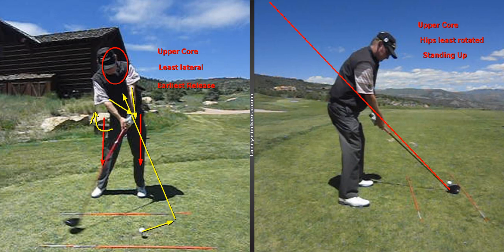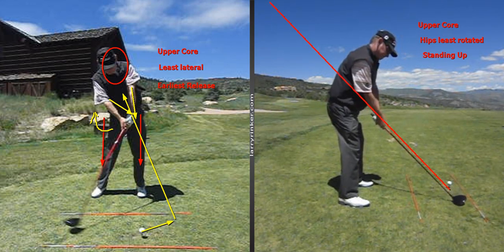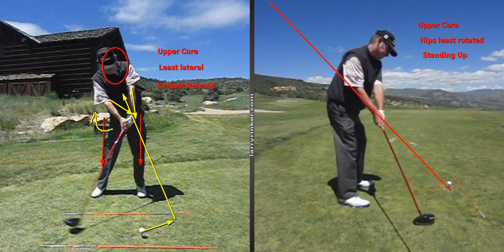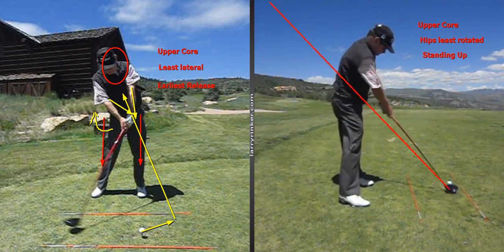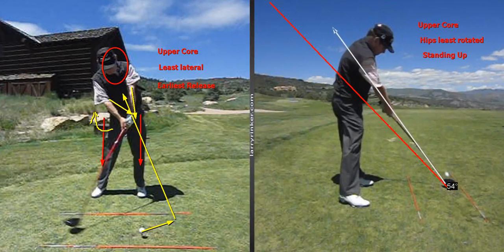If we look at me from down the line, you're going to see how that right hip starts with the backswing, and you're going to see that at impact I'm standing up and not very rotated. So this standing up and the shaft pointing up towards the upper core, those are all upper core characteristics.